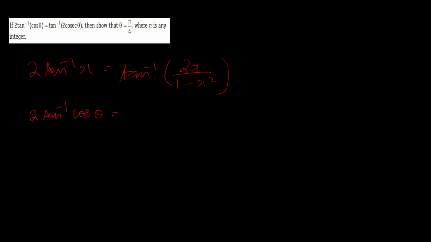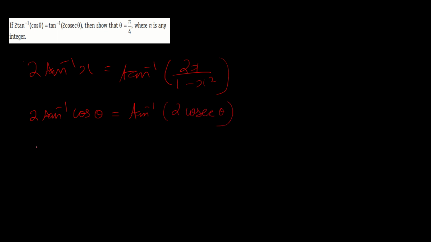Okay, we know the expansion of 2 tan inverse x in terms of tan inverse x, right? Why am I expanding in terms of tan inverse x? Because on the RHS it's given in terms of tan inverse, so we can cancel it out. That's the purpose. So tan inverse of 2x by 1 minus x square. Let me write down the question first: 2 tan inverse cos theta equals tan inverse 2 cosec theta.